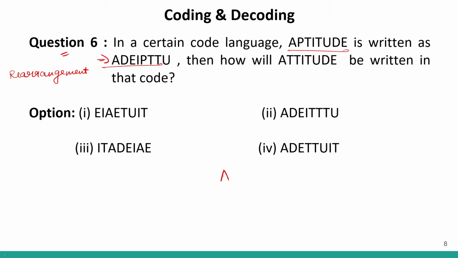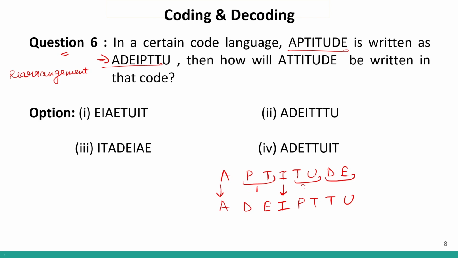code. So aptitude is coded as A, D, E, I, T, T, T, U. Okay, aptitude is coded like this. So now I can see basically the position of I has not changed. The position of A has not changed. And rest, each and every position has changed. So this is a pair, this is a pair, this is a pair. So let me number them 1, 2, 3. So the third pair has come here. The first pair has come here and the second pair has come here. Correct? This is how they have been arranged.